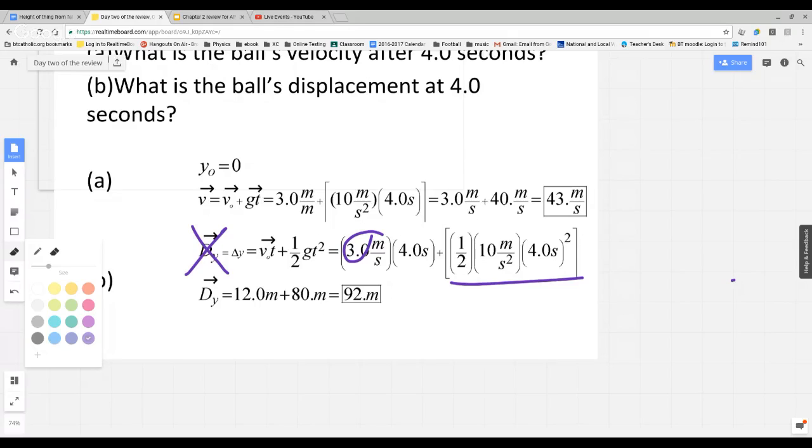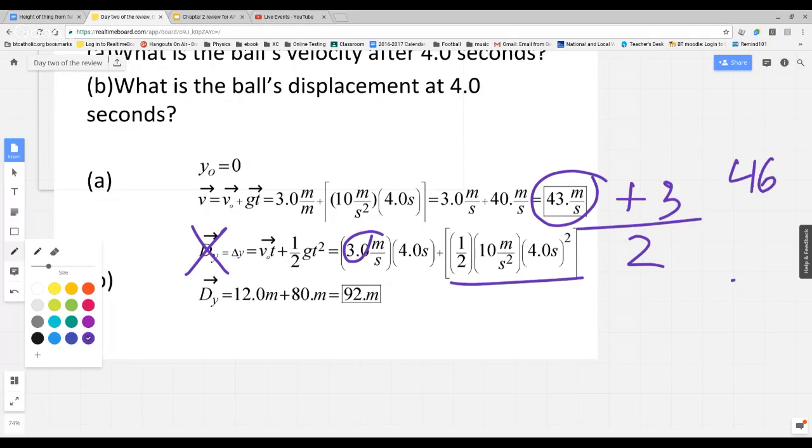Formula 1 is just the way that they did it ahead of time. So it's 3 plus a half times 10 times that time. If you're going to do the average velocity way, you take the final velocity that we got right here plus the initial velocity, which is 3, and then divide by 2. So 46 divided by 2 equals 23 meters per second equals V average.